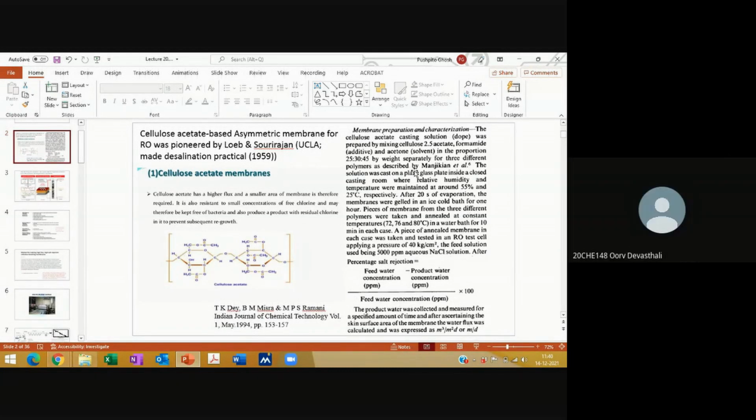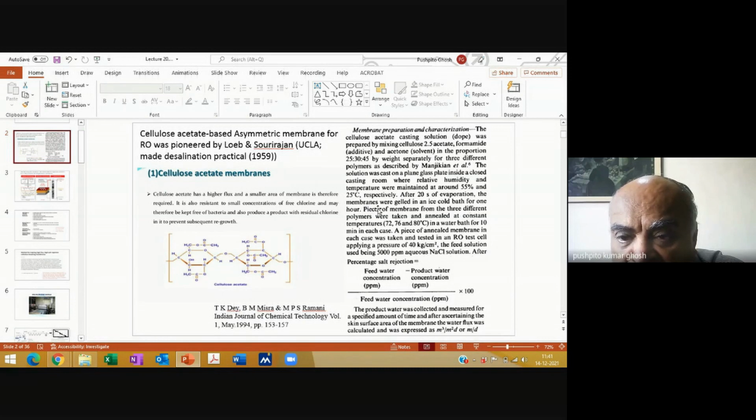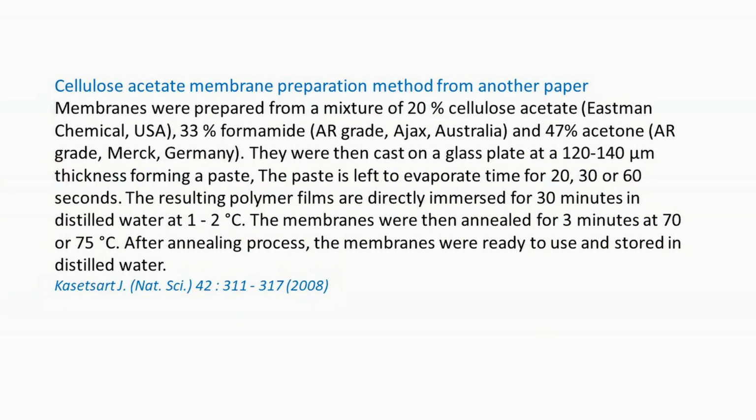So in the cellulose acetate membrane, we were using water for gelling. In this particular case, they're not talking so explicitly about the introduction of water, but I think what they meant is gelled in an ice cold bath. Ice cold bath means it's an ice cold bath of water. You will see a clearer description of this in this slide, which I have taken from another paper.